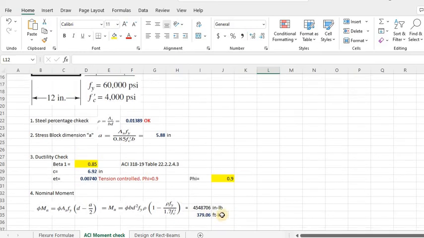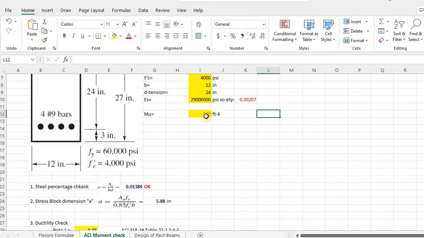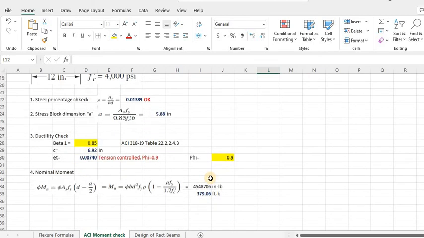It's 379. Here we have 350. So it's way above it, which is good. Sometimes if this value is too far above it, you probably want to adjust things. You don't want to over design, because that will cost the client more money, but you also don't want to under design. So that's a decision you have to make on your own as an engineer.